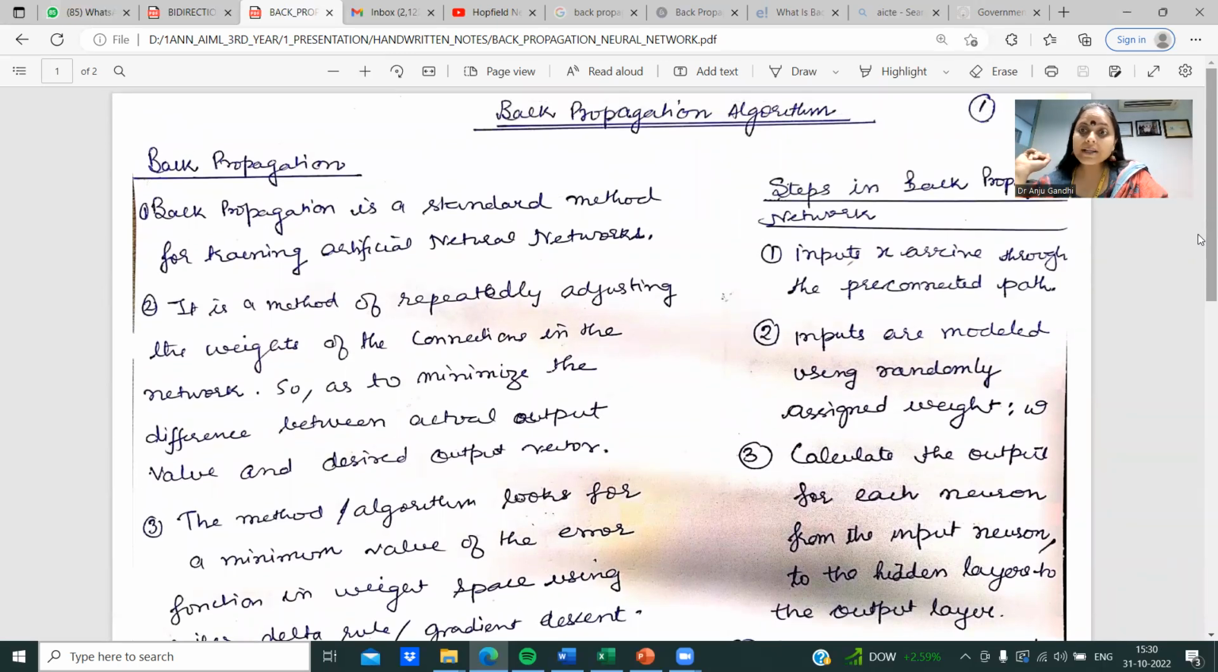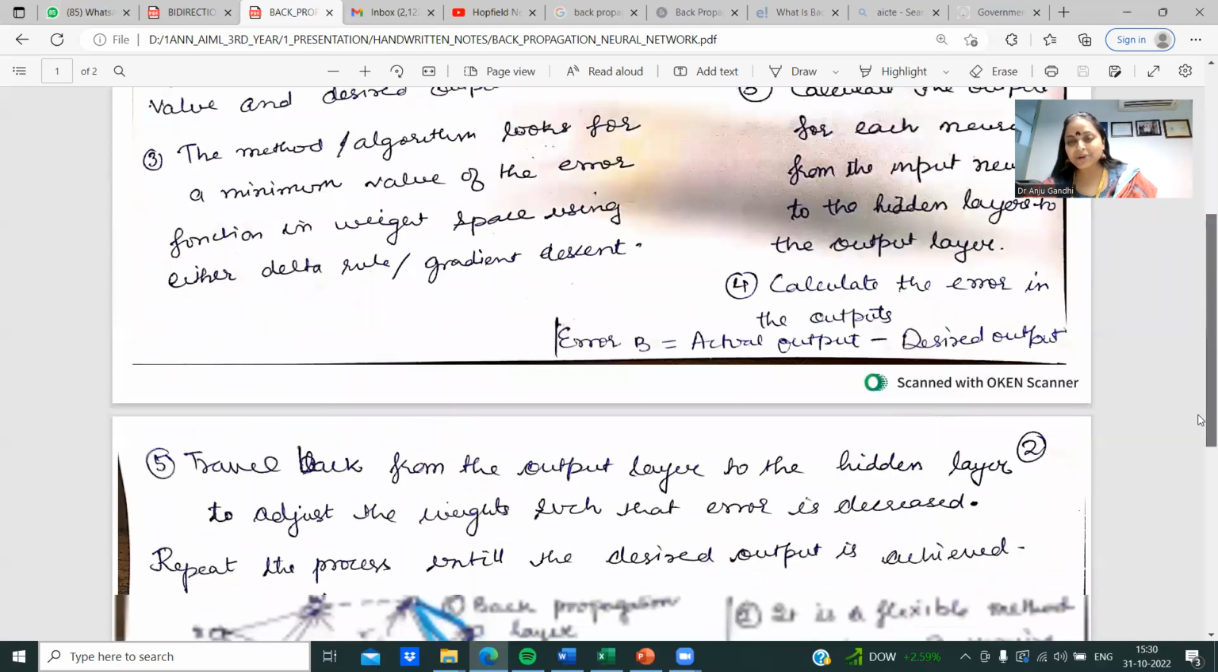Now, what are the steps in a backpropagation network? Regarding the steps, X are the inputs arriving through the connected path that we have already discussed in the previous slide. Inputs are modeled using randomly assigned weights, that is W. Calculate the output for each neuron from the input layer to the hidden layers to the output layer. That we have to calculate every time.